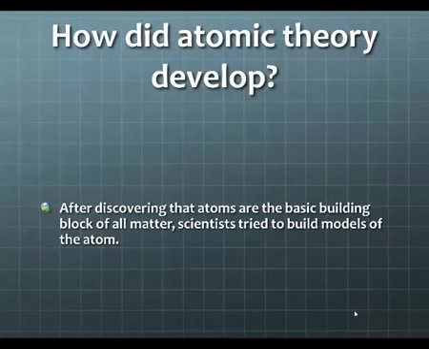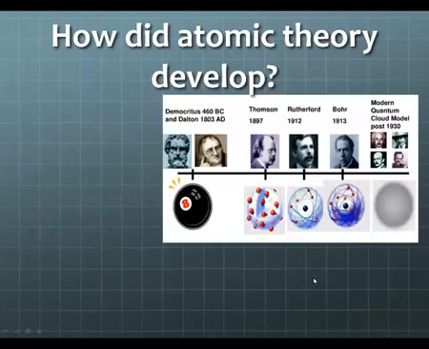After discovering that atoms are the basic building block of all matter, scientists tried to build models of the atom. Some of the models are shown right here in this picture. We worked from the least complex on the left all the way to the right, which are the most complex and the more modern models of the atom. And everything in between is what we progressively worked through.